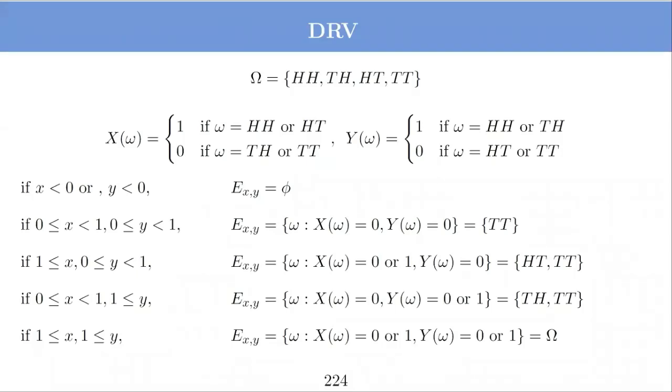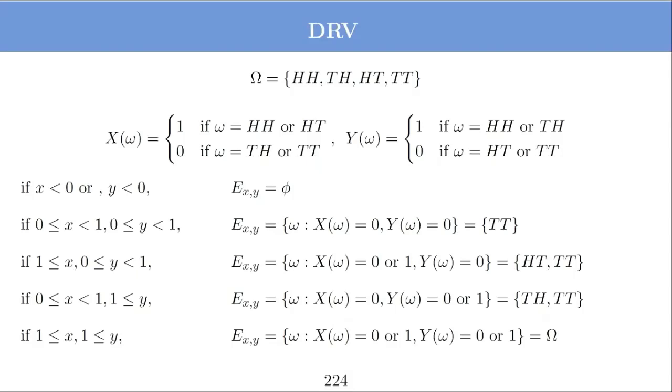So the pre-image would be made from all omega which map to 0 under X and map to 0 under Y. You can see that TH and TT map to 0 under X, and HT and TT map to 0 under Y. So what are the outcomes such that X(omega) is 0 and Y(omega) is also 0? The answer is TT. So this will be the pre-image.